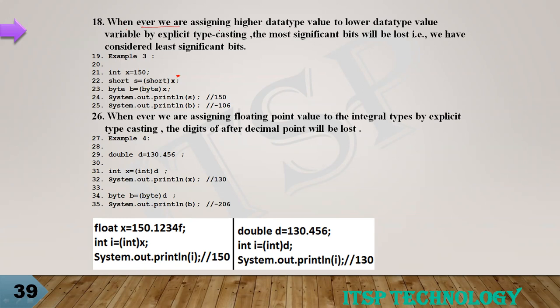Whenever we are assigning a higher data type value to a lower data type, according to range, in explicit type casting the most significant bit will be lost. What does it mean that the most significant bit is lost? We have to consider the least significant bit. For example, if you cast an int to short, and short to byte, the significant bits will be lost, and the output will become this.